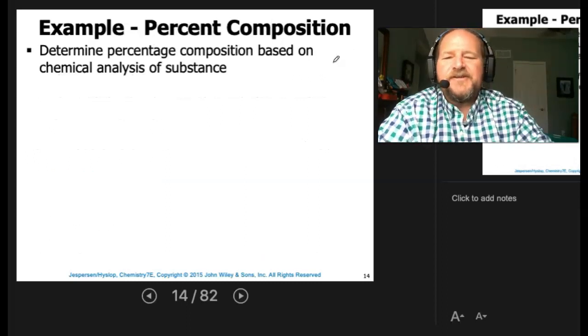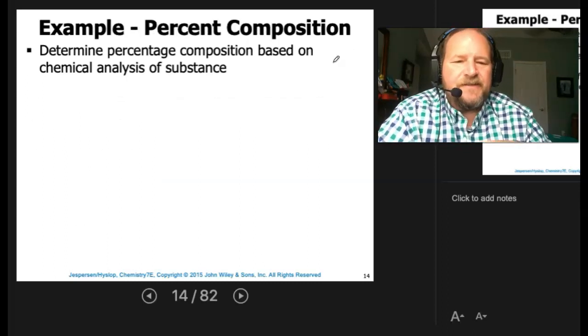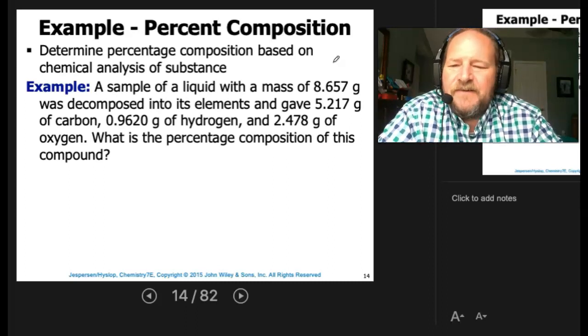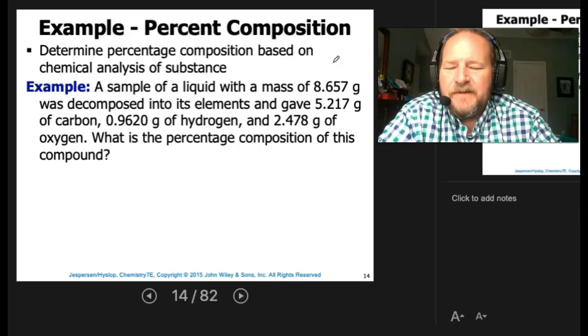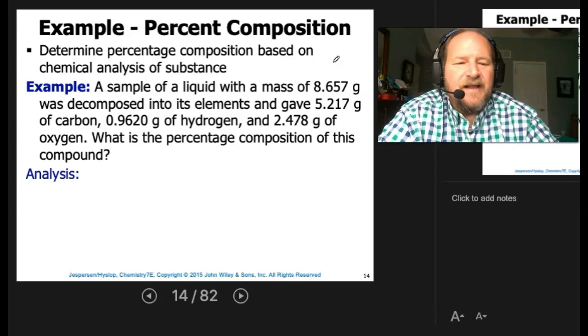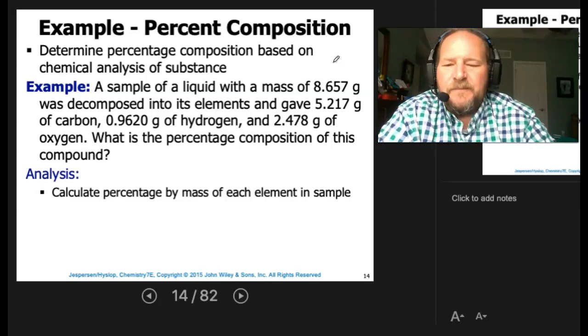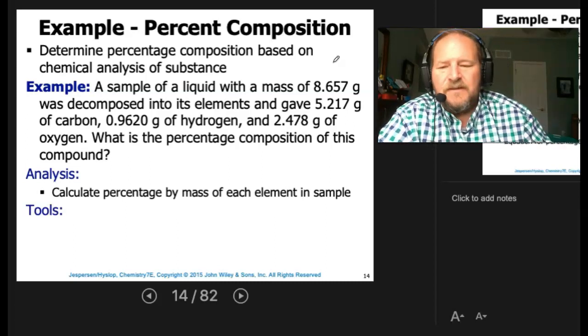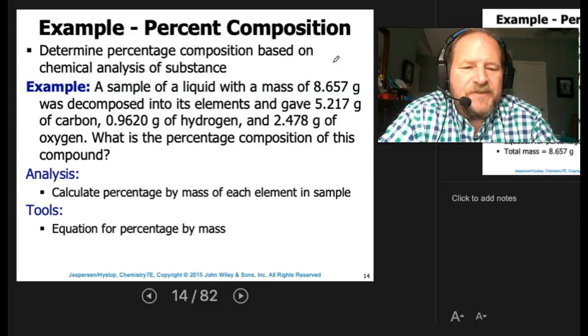Let's determine the percentage composition based on chemical analysis of a substance. A sample of a liquid with a mass of 8.657 grams was decomposed into its elements and gave 5.217 grams of carbon, 0.9620 grams of hydrogen, and 2.478 grams of oxygen. What is the percentage composition of this compound? Now, to do the analysis here, we're going to calculate the percentage by mass of each element in the sample. So our tools here will simply be the equation by percent mass.